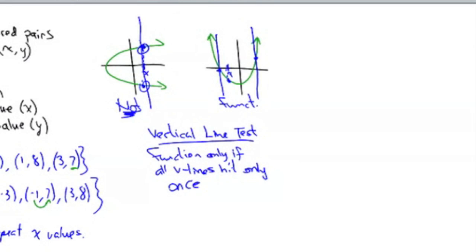So if I ever ask on a test, is this a function? You have to say, yes, it's a function because every vertical line only hits it once. You can't just say, it's a function and be done with it. You have to tell me why, because function, not function, it's like flipping a coin. It's like true, false. Anytime I ever have a true, false on a test, you have to explain everything. Why you chose the answer you did. All right.